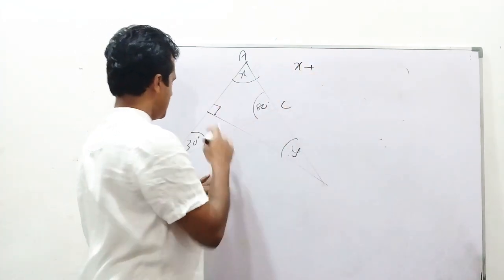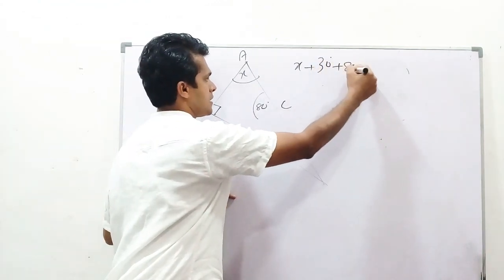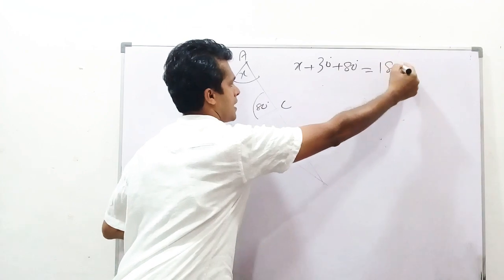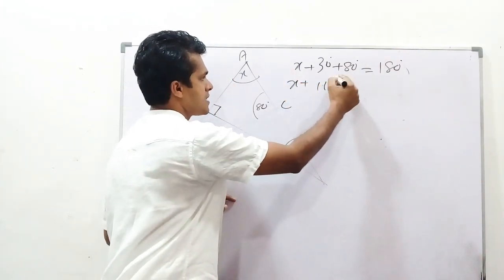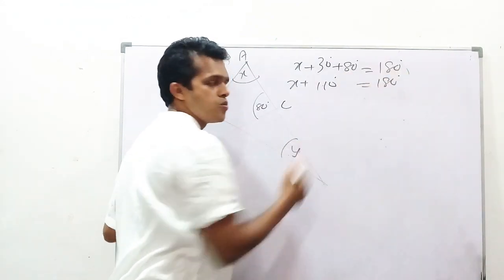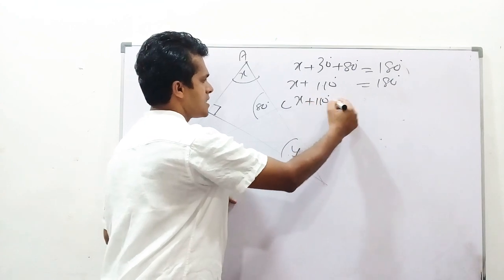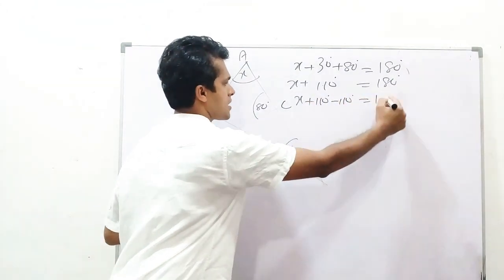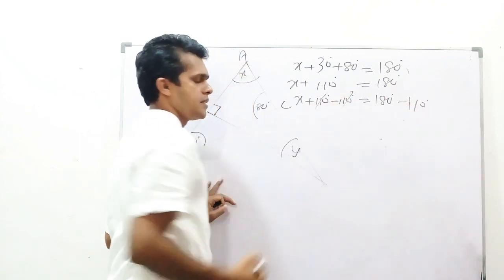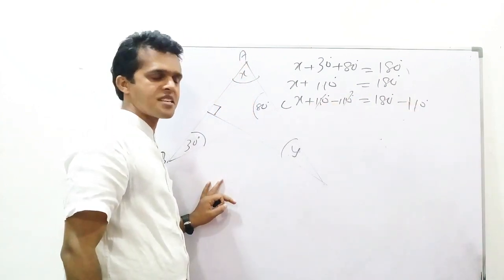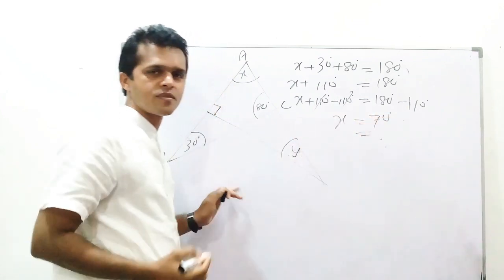x plus 30 degrees plus 80 degrees equals 180 degrees. 30 plus 80, 110 degrees equals 180 degrees. Subtract 110. Now simplify plus 110 and minus 110. x equals 70 degrees.